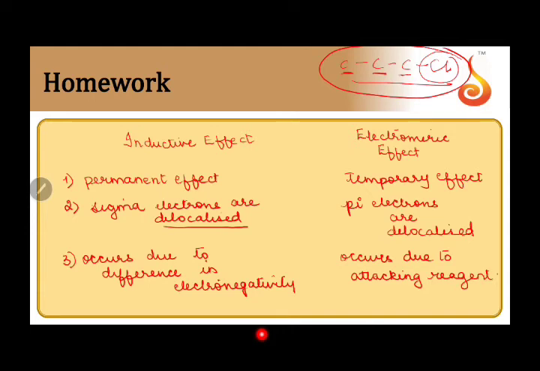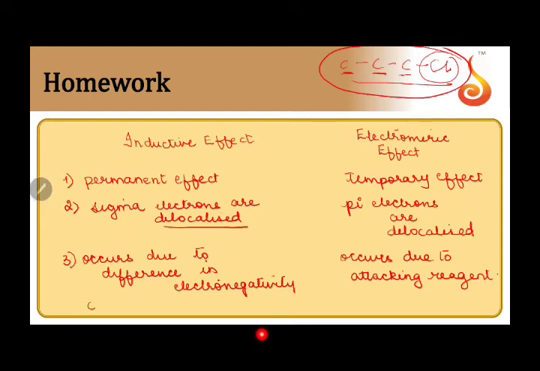So inductive effect can be further classified into plus I and minus I. Similarly, electromeric effect also can be classified into plus E and minus E. One example, either plus I or minus I, we can show here.